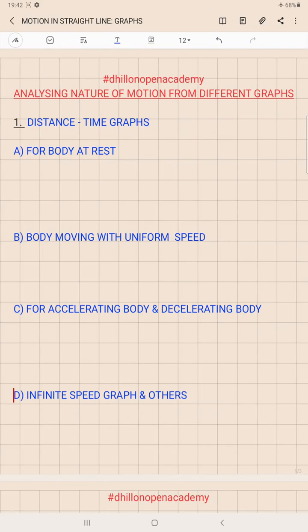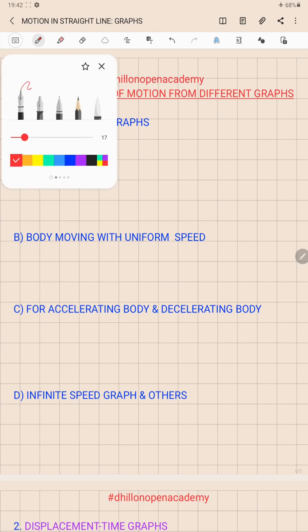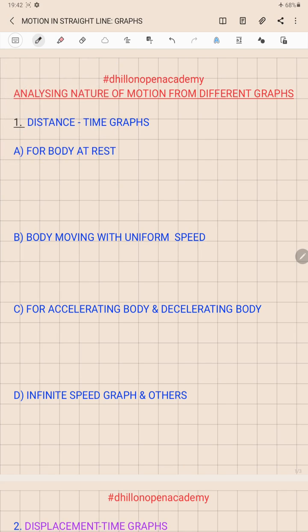Hello students, welcome to the next part of our chapter motion in a straight line. We are going to discuss the different types of graphs and we will try to analyze or study the nature of the motion from the different types of graphs. First we are starting from the distance time graphs and we will cover different cases for the different distance time graphs, and then we will move to the displacement time graph.